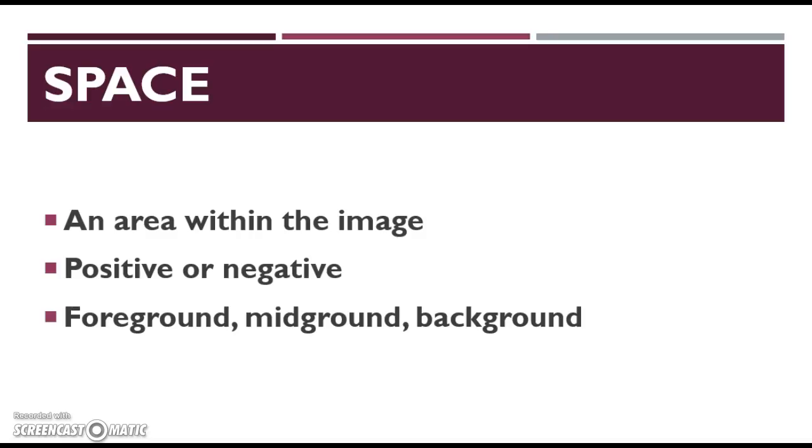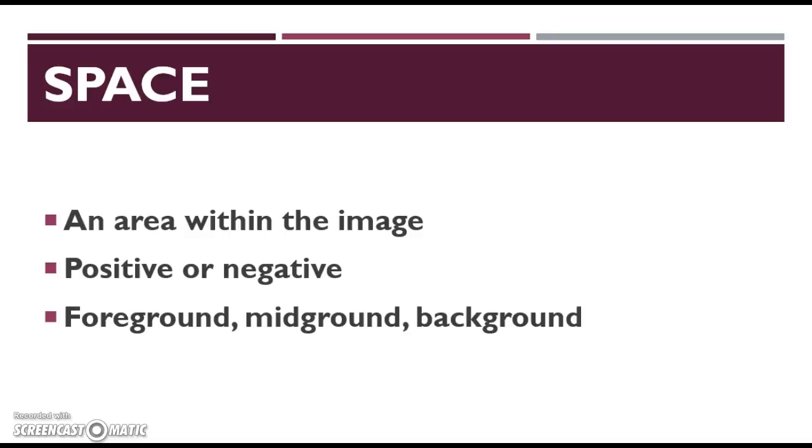So the next element is space, which is an area within the image. And there's two main ideas to space. There's positive versus negative space. And positive space is the space in the image that you use, that you put colors and objects and things on. And the negative space is sort of the background or the unused space.